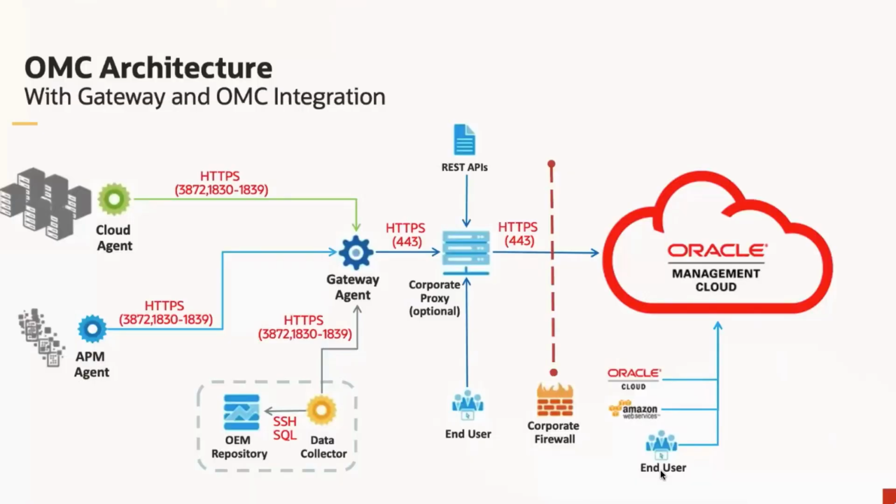So here's a quick look at the architecture. There are several different types of agents you can deploy. Our cloud agent pulls in metrics as well as logs. Our APM agent pulls in application-specific data. And the last kind of agent is a data collector, which integrates with another management tool, Oracle Enterprise Manager, so it is able to utilize OMC's analytics tools to provide a bit more insight. All of that passes through optional gateway agents and corporate proxies to Oracle Management Cloud. Other data sources include end users, REST APIs, and other cloud services such as Amazon or Microsoft.